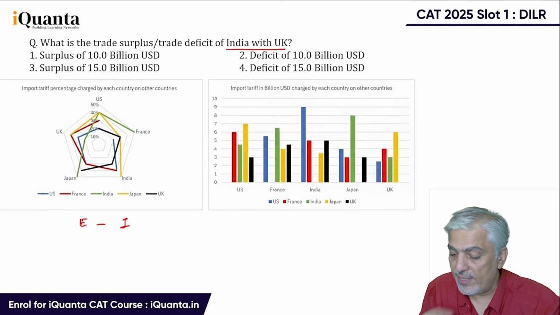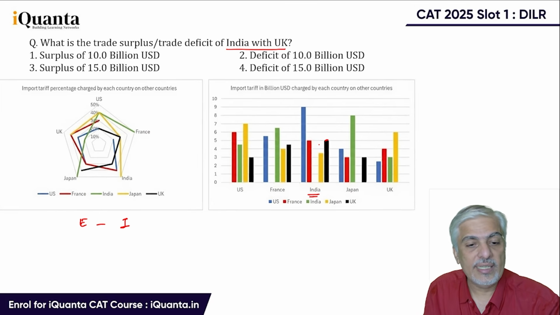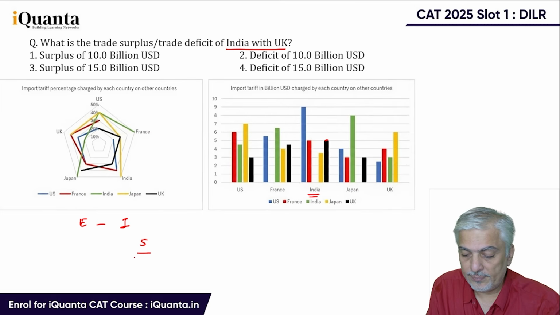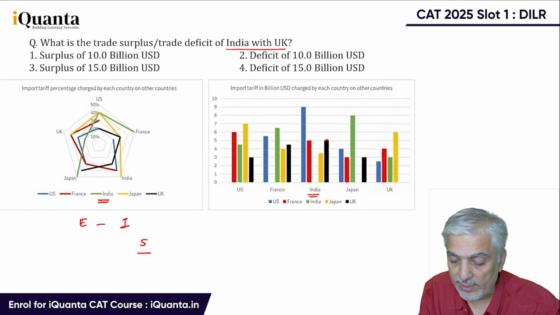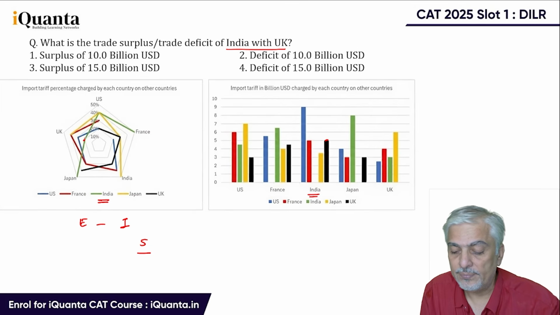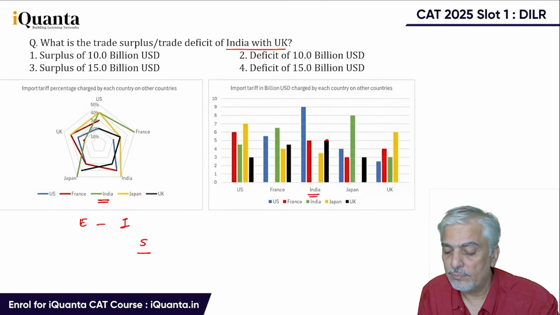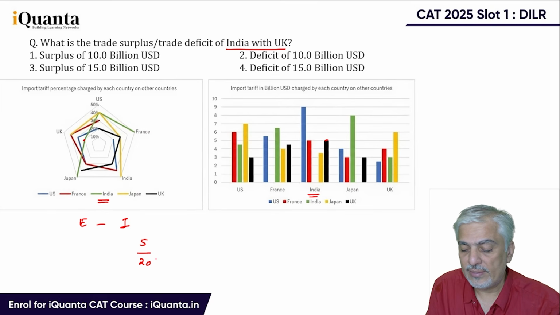Let's do that. India with UK. UK is black color. So that is over here. What is that? That is 5. Divide by India over here again. India is green and UK is over here. So green is where over here at 20%, right? Perfect. 5 divided by 20%.